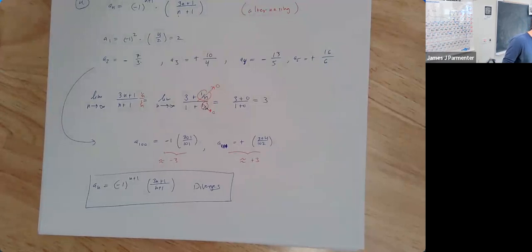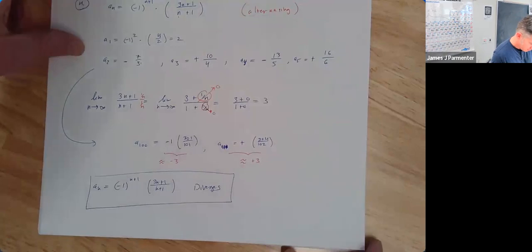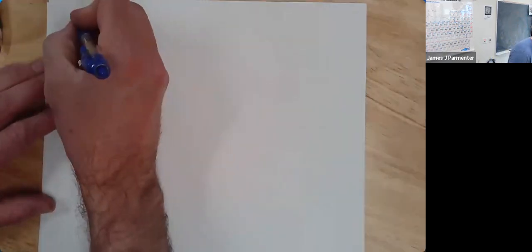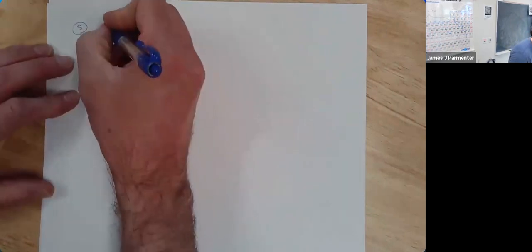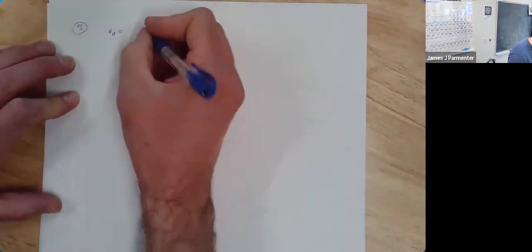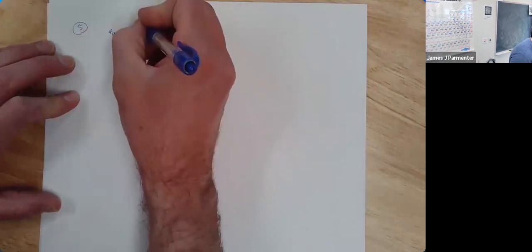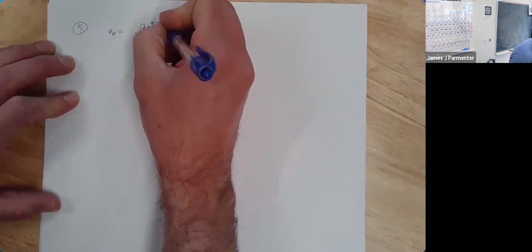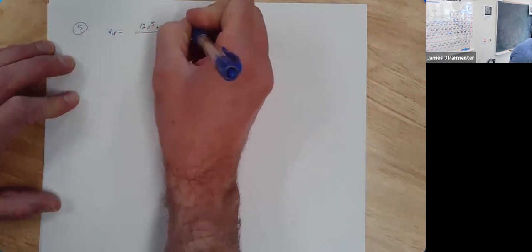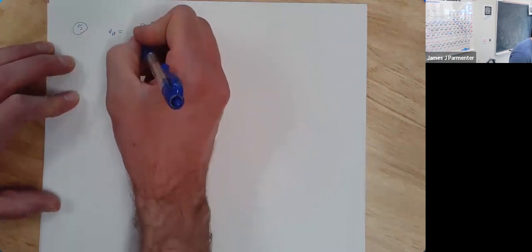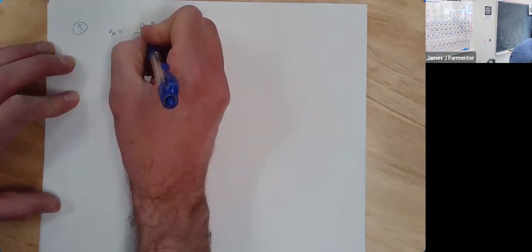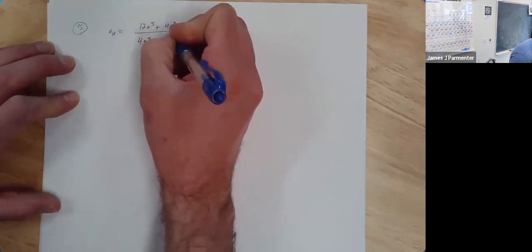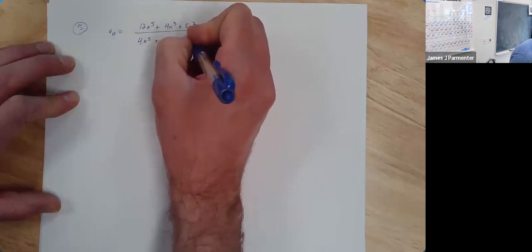Yeah. Let's do that. A couple more, got lots more actually. Let's say we had the following. Let's say we had a sub n equal to, sure, I'm going to make it kind of gross, 12n to the 5th plus 4n cubed plus 5n squared over 4n to the 5th plus 6n to the 4th plus 7n.